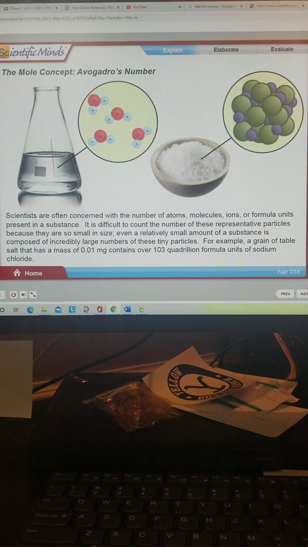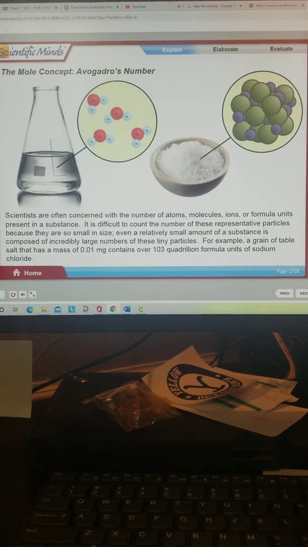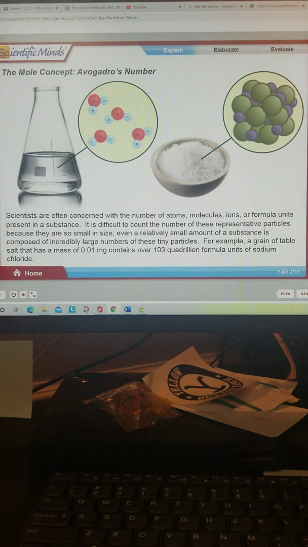Scientists are often concerned with the number of atoms, molecules, ions, or formula units present in a substance. It is difficult to count the number of these representative particles because they are so small in size. Even a relatively small amount of a substance is composed of incredibly large numbers of these tiny particles. For example, a grain of table salt that has a mass of 0.01 milligrams contains over 103 quadrillion formula units of sodium chloride.